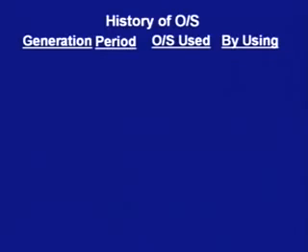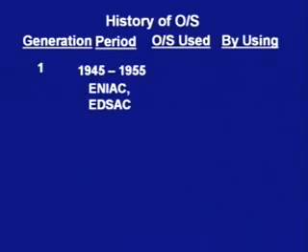But let's look at this brief history of the operating system, and let us go by generations of computers, the period of that generation, the operating system used at that time, and the characteristic features of use by the operating system. Generation number 1 went from the period 1945 to 1955. That was the time of the ENIAC and the EDSAC machines, which were basically analog computers, and in fact there was no operating system used in those computers.